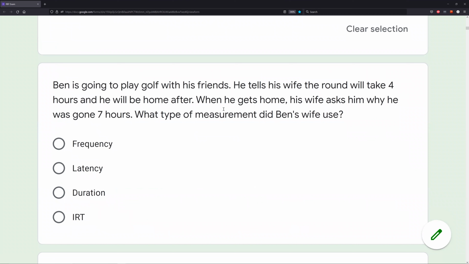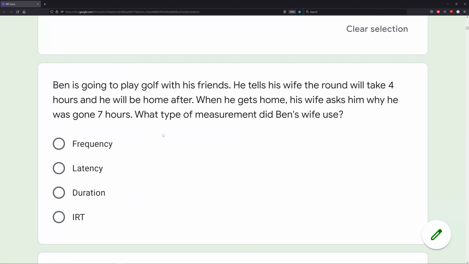Ben is going to play golf with his friends. He tells his wife the round will take 4 hours and he will be home after. When he gets home, his wife asks him why he was gone 7 hours. What type of measurement did Ben's wife use? Okay, Ben might be in some trouble. He initially told his wife he would only be gone for 4 hours, but he was actually gone 7 hours.